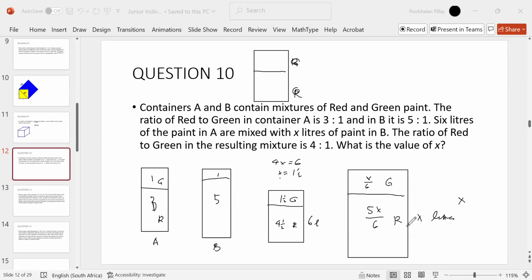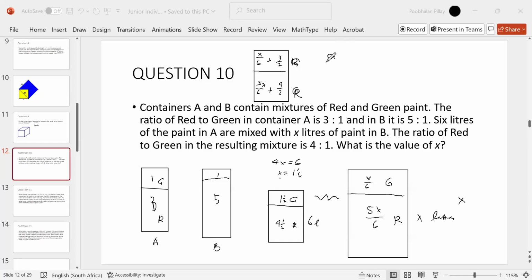Okay, so now in this mixture here, these two things are mixed up. How much of green do you have? You got x over 6 plus 1.5, which will make the 3/2. And then how much of red do you have? You have 5x over 6. They're all mixed up, you see. 4.5 is 9/2. And the question is now, the ratio of red to green in the resulting mixture is 4:1.